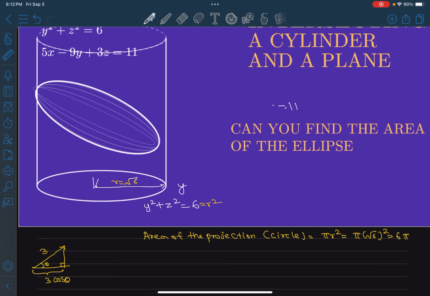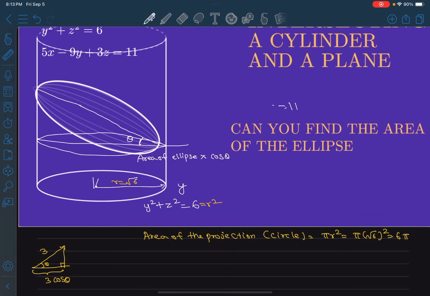Okay, so similarly over here, let's say this ellipse has some tilt, right? If this makes some angle theta, then the area of this circle over here will just be the area of the ellipse times cos theta. It's because the circle is just the projected version of the ellipse, so the same cos theta analogy works for area too, and that was pretty interesting for me. So we just need to find this angle theta, right?